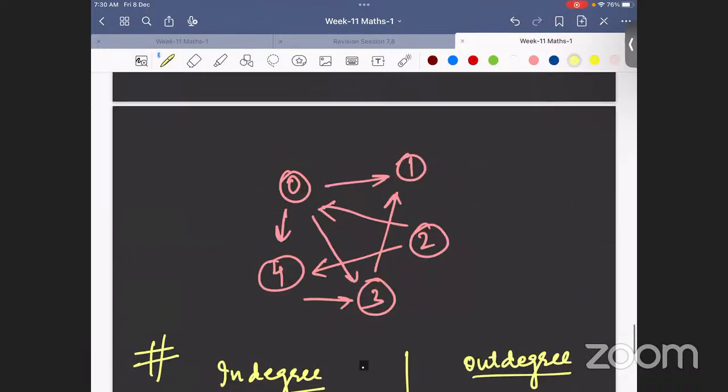Now can you calculate the in degree? What's the in degree for 0? 1, sir. Okay, 1. What is the in degree for 1? 2. What is the in degree for 2? 0. For 3? 2. 4 also 2.